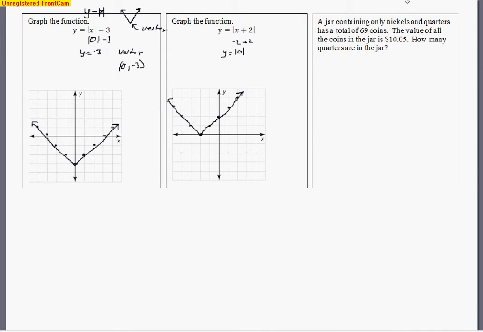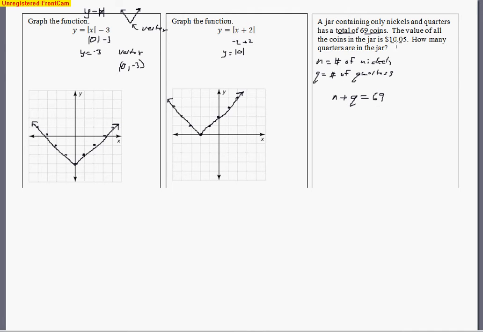So on this next one, it says a jar contains only nickels and quarters. So we want to find out how many quarters. So let's go ahead and define some variables. Let's say n equals the number of nickels, and we'll say maybe q equals the number of quarters. And so from this point, I'm going to start with a quantity equation. N plus q equals 69, because it says there's a total of 69 coins. Nickels and quarters make 69.